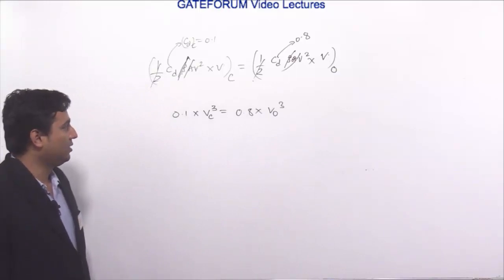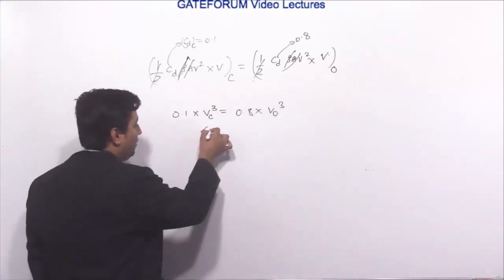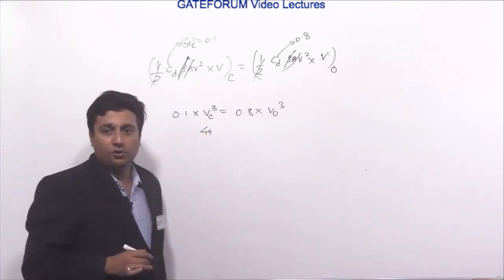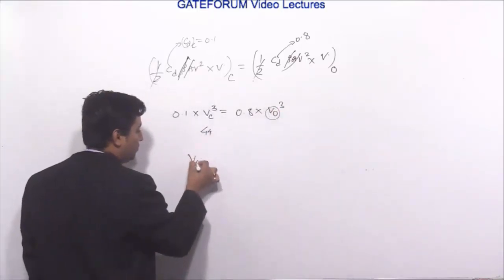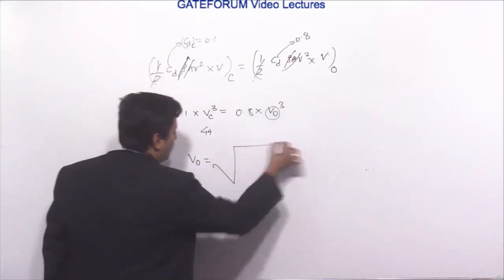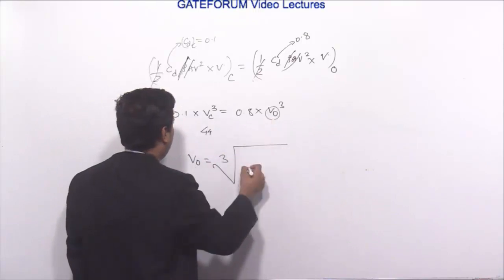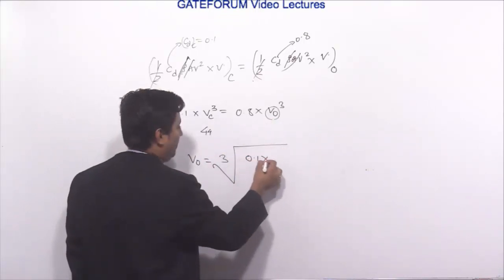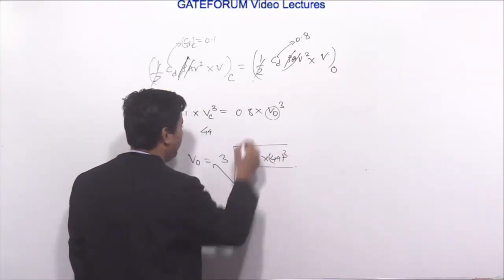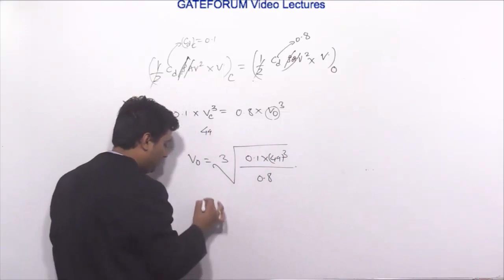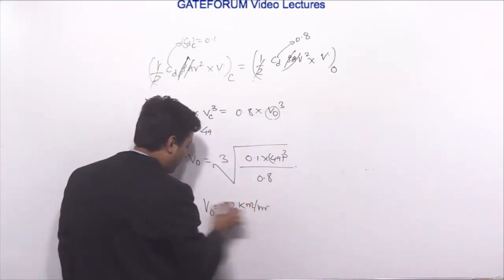Are you getting this or not? From here, what is given to you? When closed, 44 kilometer per hour. So what now you have to calculate? That is V open. V open is nothing but the cube root of 0.1 multiplied by 44 cube divided by 0.8. Let you calculate, you will get 22 kilometer per hour as an answer.